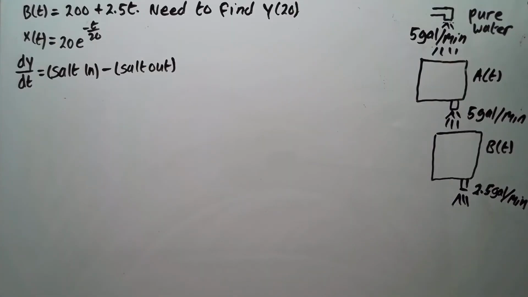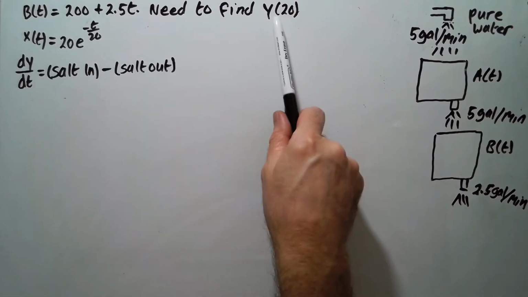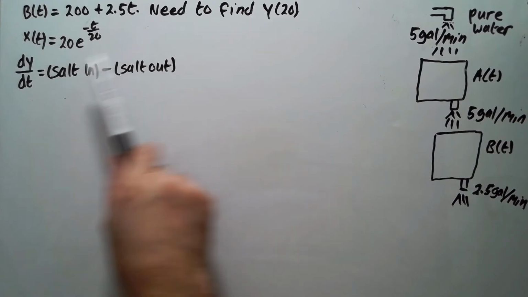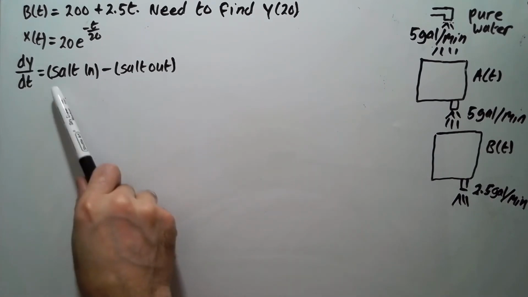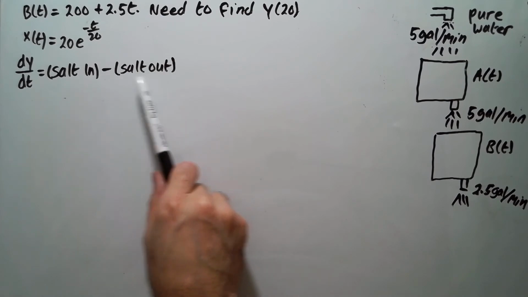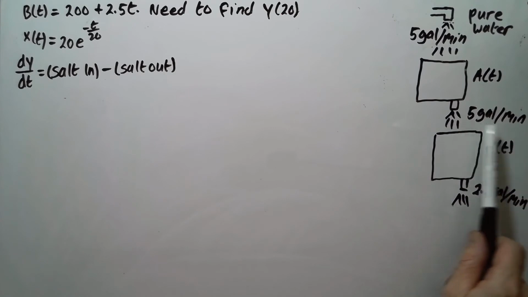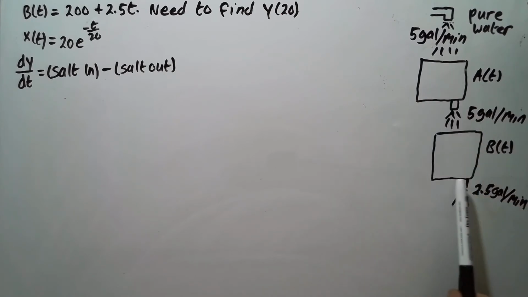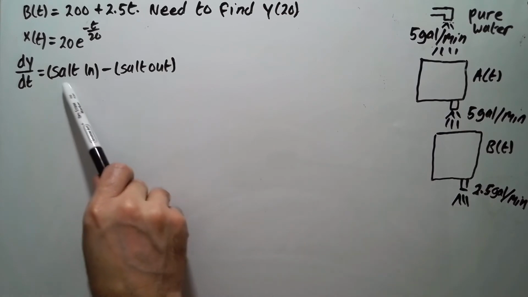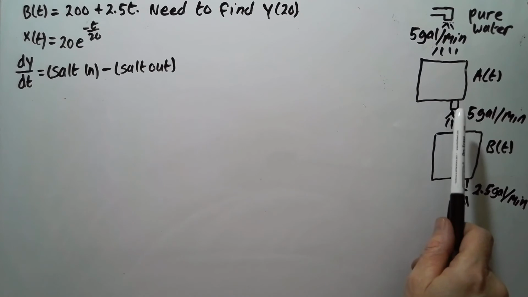Okay, so summarizing what we got to here. We have our b of t, and we have our x, and we're looking for a y of 20. So dy dt, how the salt content is changing in tank B, would be salt in minus salt out. Salt in, coming into tank B, we got 5 gallons from tank A, and then we have 2.5 leaving. So let's look at salt in.